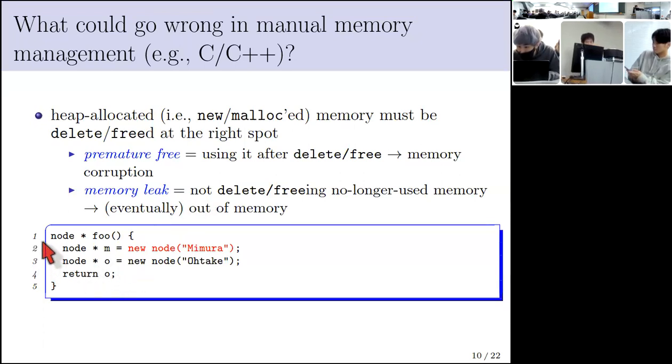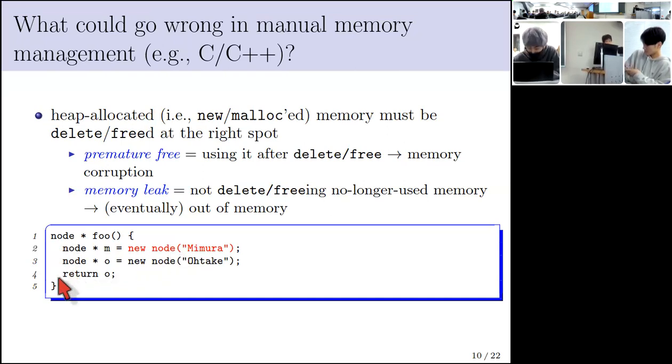So this program is almost exactly the same. It's almost a literal translation to C++ of what you have been seeing earlier in the quiz. You create two nodes and you return one of these two nodes. This program is wrong because it is leaking the memory of the first node. So what you should do in this C++ program is delete M, right before this function returns.